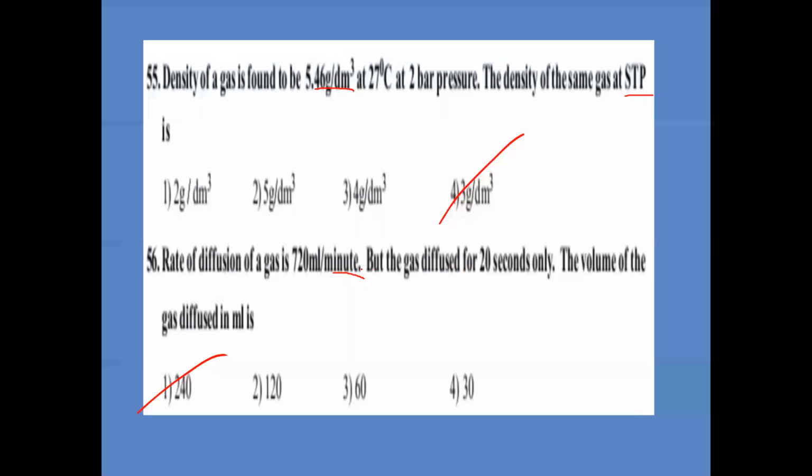So for 60 seconds, if it diffuses, how much volume? 720 ml. But how many seconds did it diffuse? Only 20 seconds. So 60 seconds will give volume 720 ml. But in 20 seconds how much will be diffused? That will be the answer. Okay.